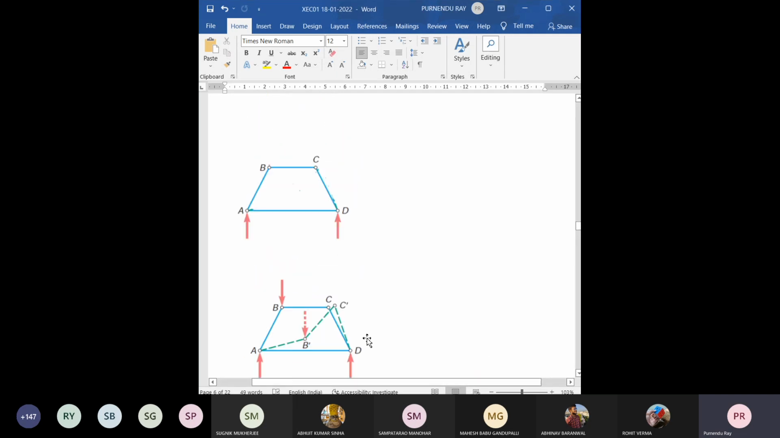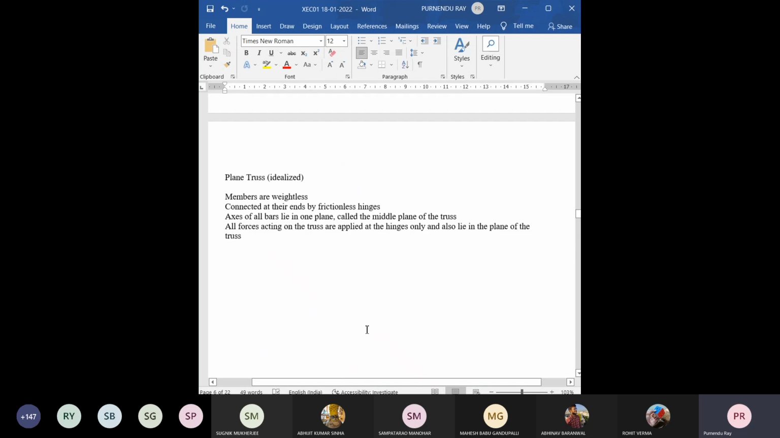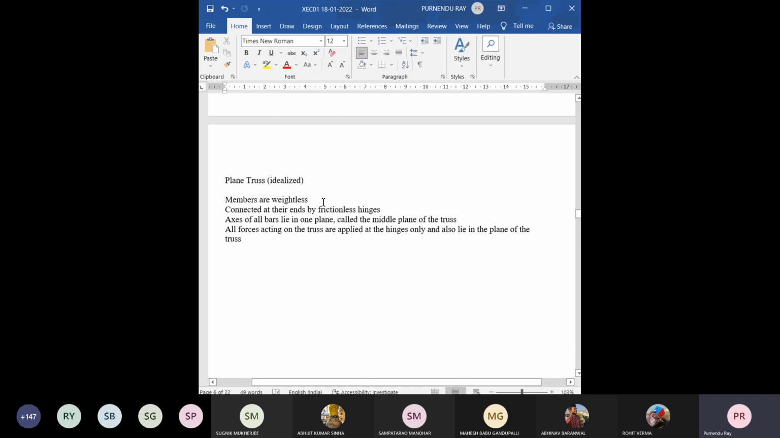Okay, better. So we are here regarding these assumptions that members are weightless. Now this is the plane truss idealized. Members are weightless, connected at their ends by frictionless hinges only. Axis of all bars lie in one plane called the middle plane of the truss.